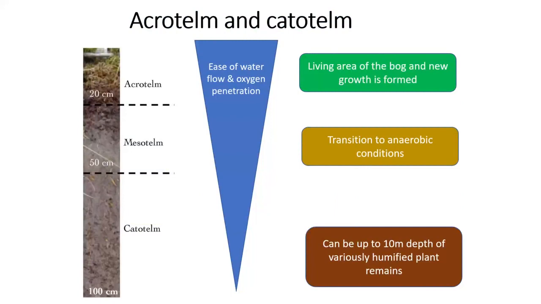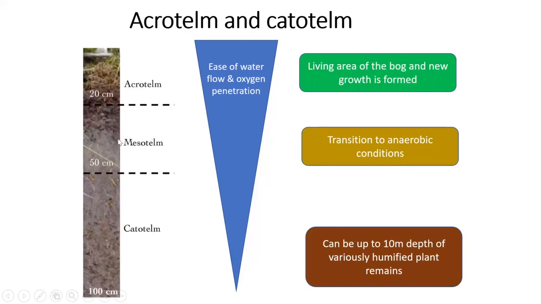And now to introduce potentially two phrases to you, the acrotelm and the catotelm. So if you were to do a transect or a profile through peatland, what you have in the top few centimetres is the acrotelm. That's the living part of the bog. That's where your plants are rooted, your sphagnum moss is more commonly found, and that area allows water and oxygen to penetrate through. But there isn't a huge amount of decomposition because of the acidic nature of the ground and the high water table.